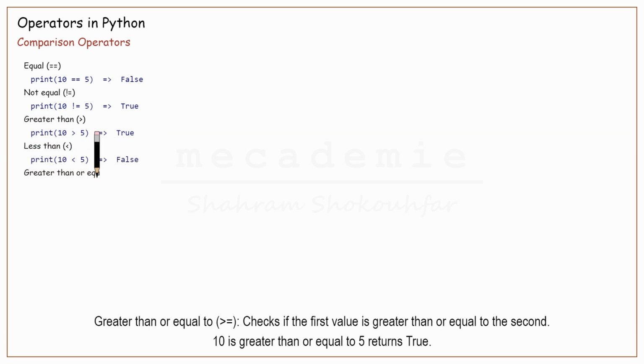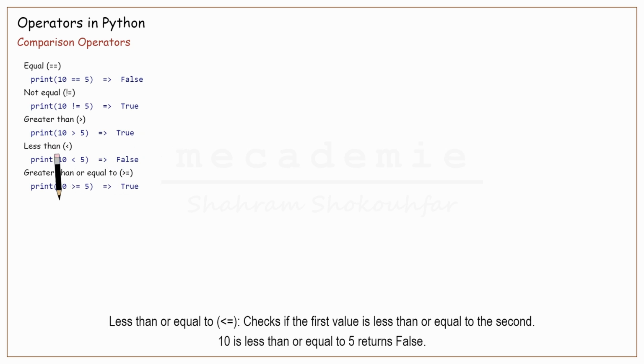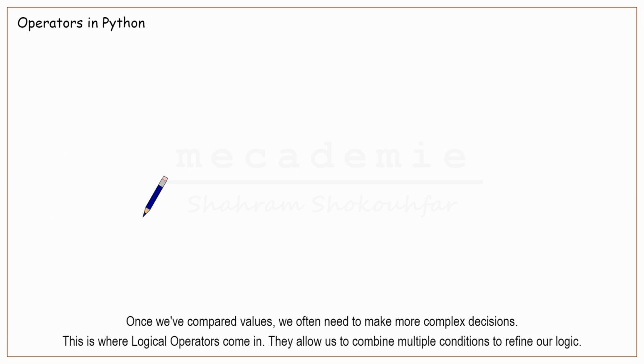Greater than or equal to checks if the first value is greater than or equal to the second. 10 is greater than or equal to 5 returns true. Less than or equal to checks if the first value is less than or equal to the second. 10 is less than or equal to 5 returns false. Once we've compared values, we often need to make more complex decisions. This is where logical operators come in. They allow us to combine multiple conditions to refine our logic.